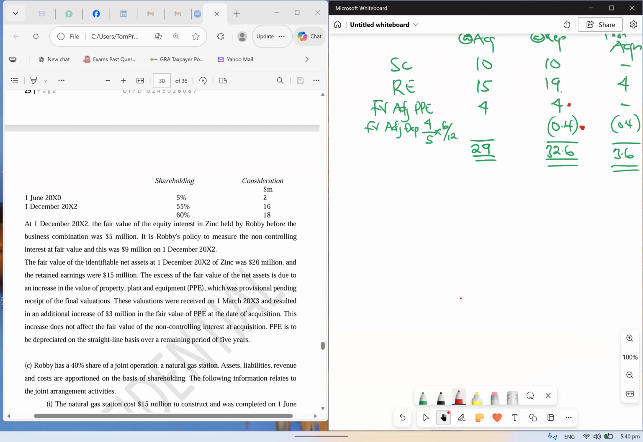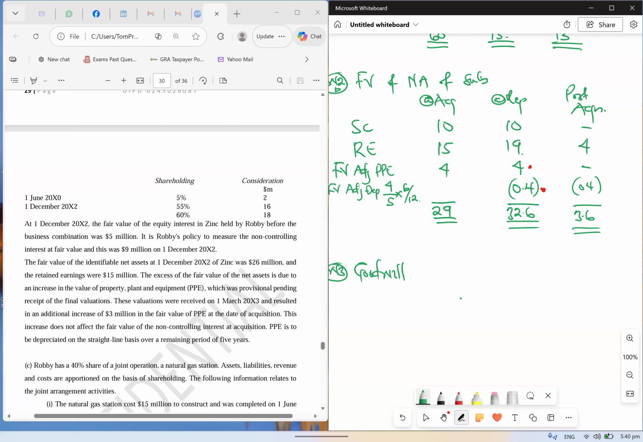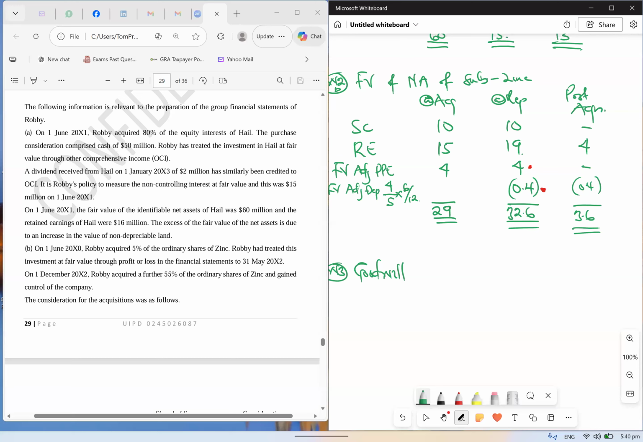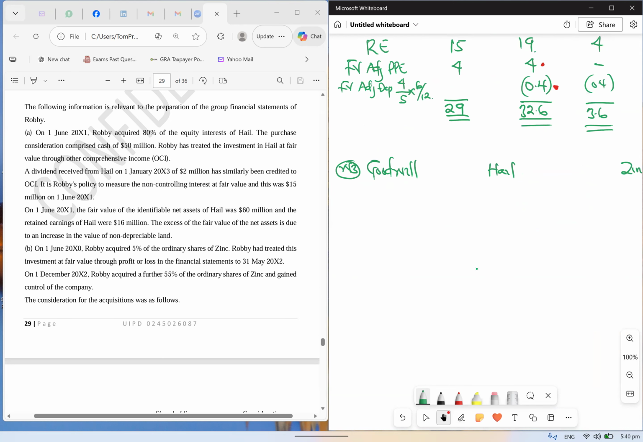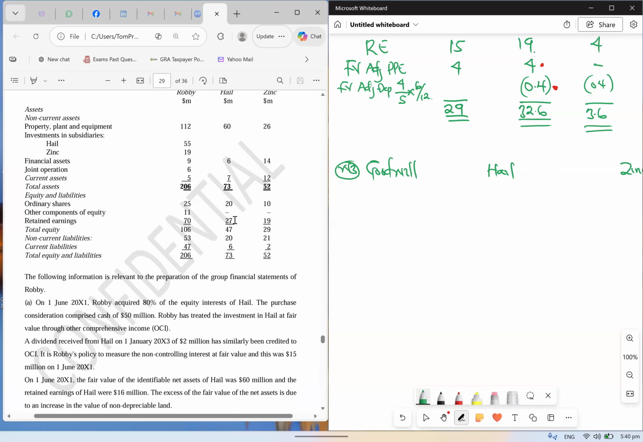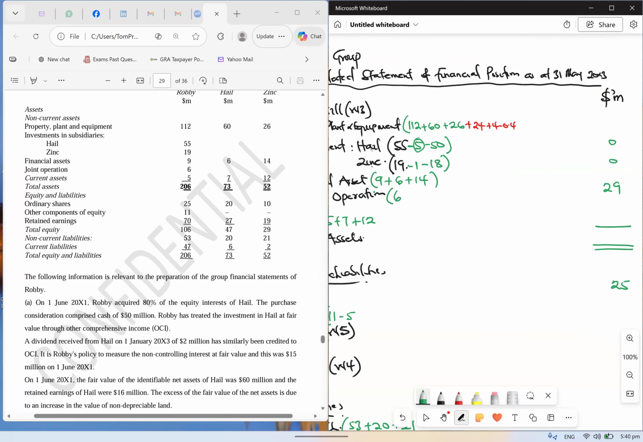Then you go and do your goodwill. Goodwill. That is where the marks are. Don't forget. So you have the two companies, Hale and Zinc. Purchase consideration. The purchase consideration, you saw 55 here, but you saw that they paid a cash of 50. That's what they paid. So the purchase consideration is 55 minus 5. The corresponding entry for this 5 I subtracted, you also subtract it.